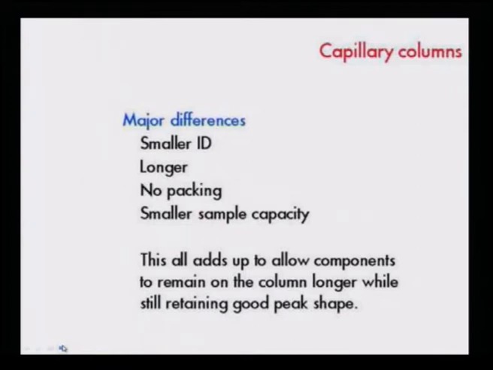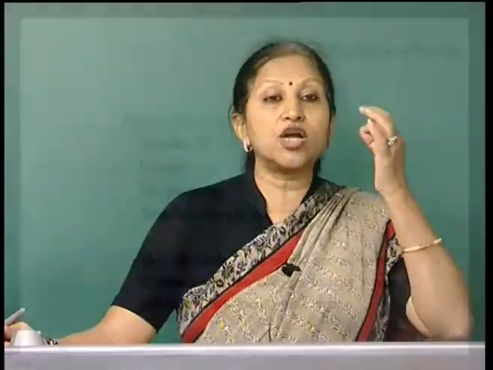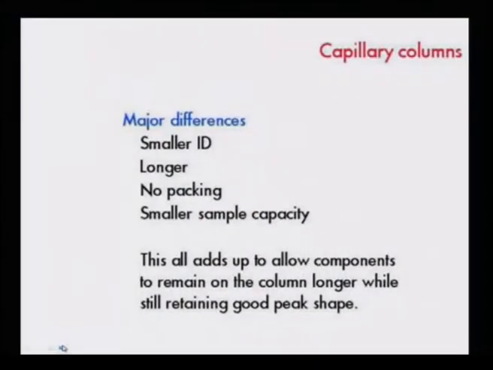Smaller sample capacity. Because they are capillary columns, one cannot inject larger volume. Microliters of samples only can be injected and microliter samples only can be analyzed. This all adds up to allow components to remain on the column longer while still retaining good peak shape.